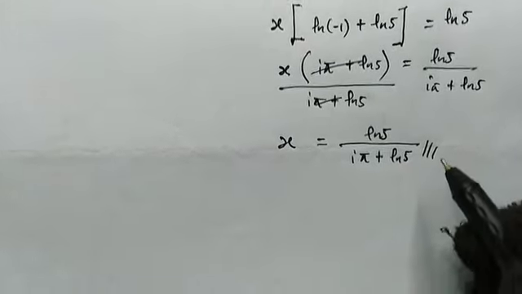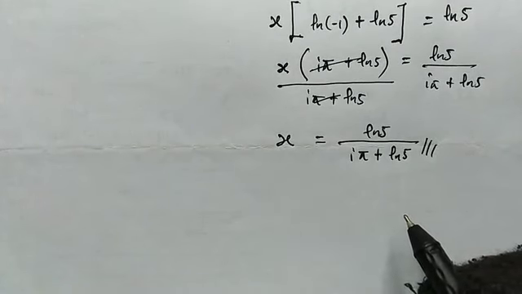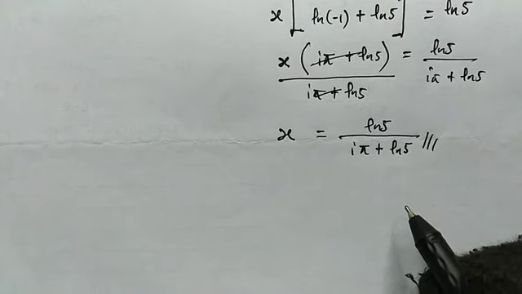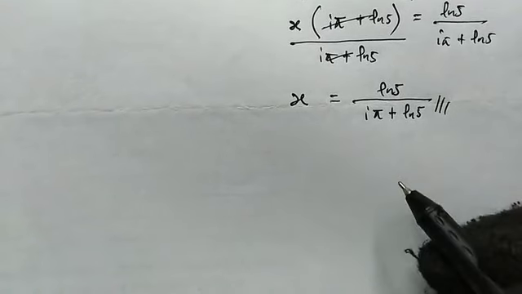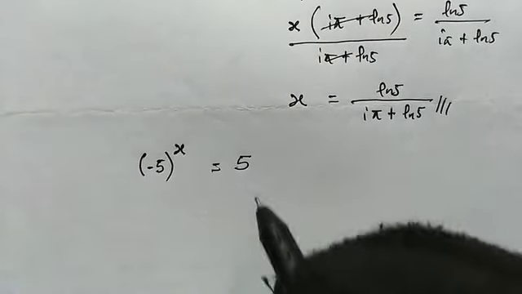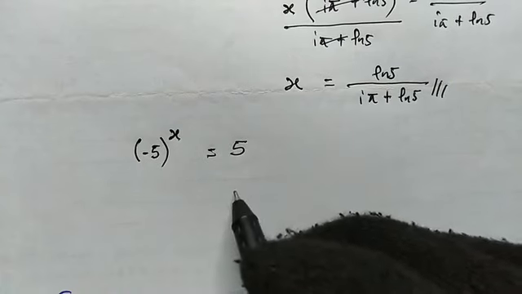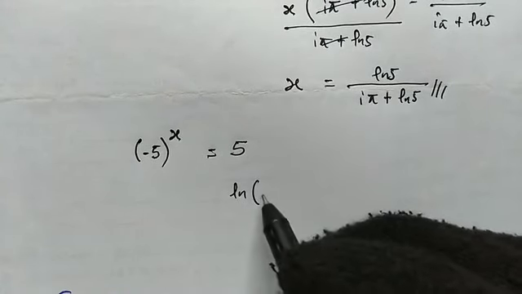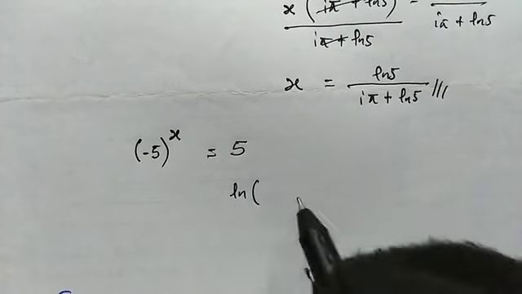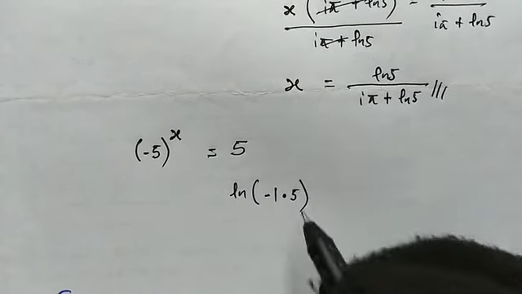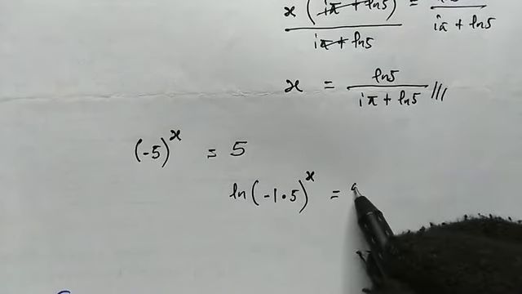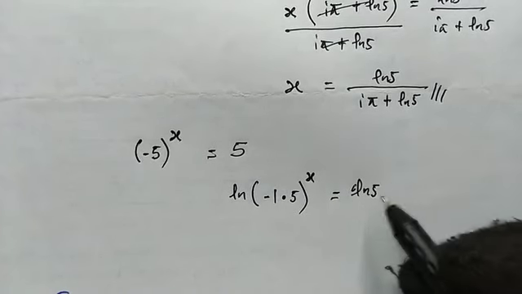Okay, now what about the general solution? Because I'm very sure that this equation has infinitely many complex solutions, right? So let's see how we're going to do it. Now let us recall that this equation, negative 5 to the power of x is equal to 5. And natural logging both sides of this equation, we get natural log of, okay, now this is negative 1 times 5, right? Then raised to the power of x, then this is equal to the natural log of 5.